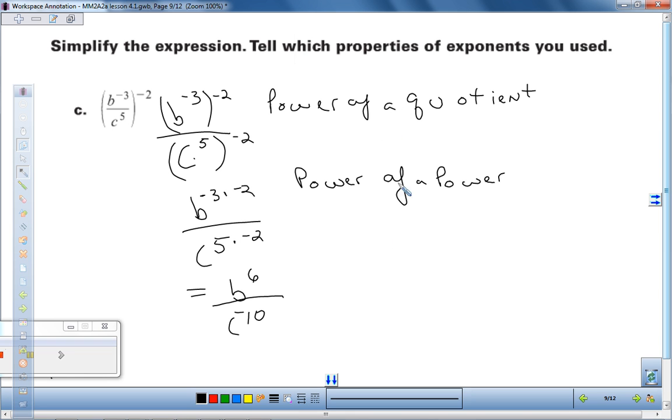Now to get rid of the negative, we just bring it up here. So negative exponent, so that we end up with b to the 6th, c to the 10th.